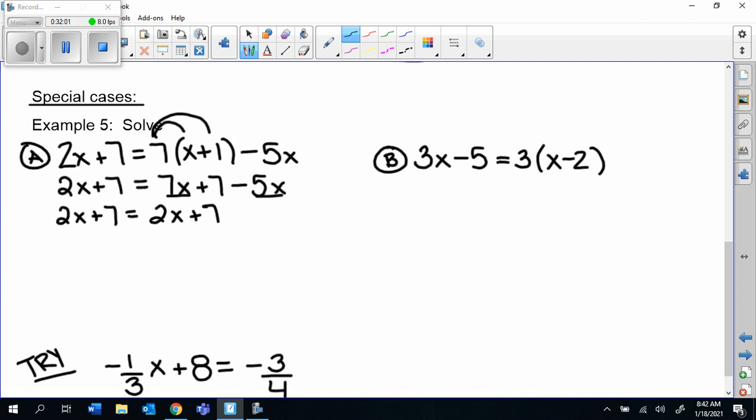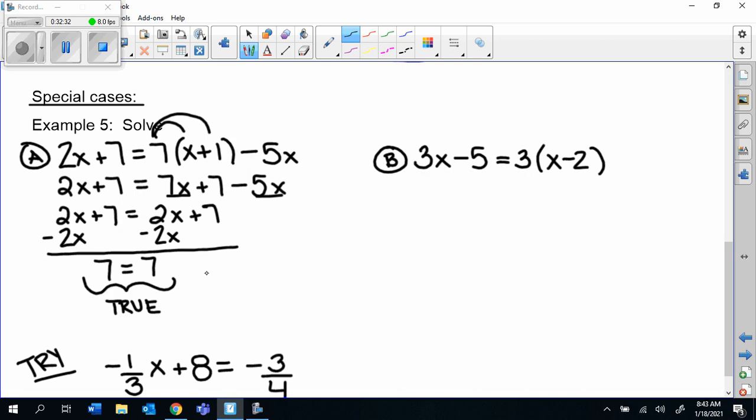I'm going to get all my x's to the left, my numbers to the right. If you notice here, you've got the same thing on the left and the right. Yeah, that's why it's a special case. Because look what happens right here. When I take the x's to the left, 2 subtract 2, I don't have any x's. I just have 7 equals 7. When this statement is true, our solution set is all real numbers.